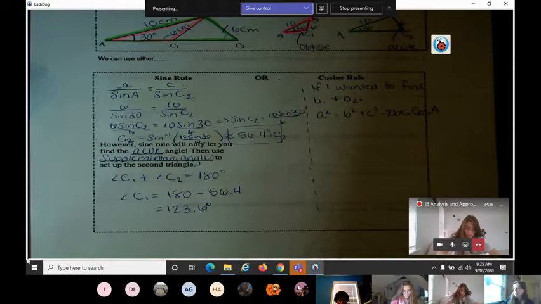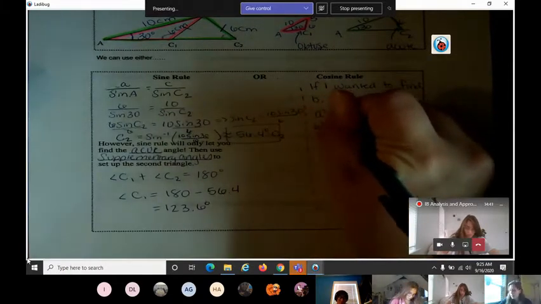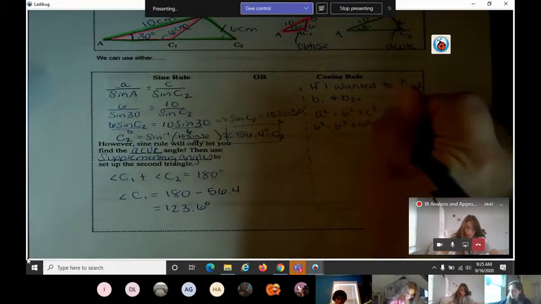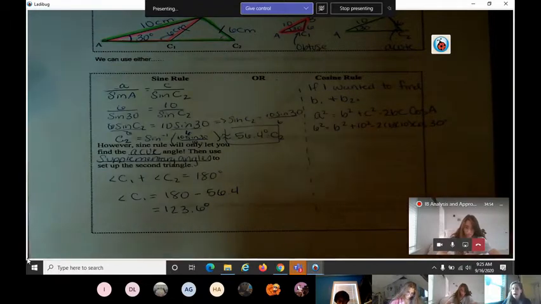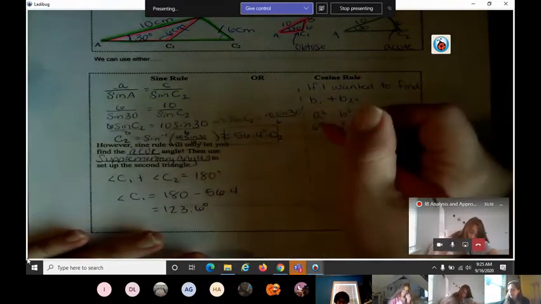So I'm going to fill in what I have. I have that 6 squared is equal to b squared plus 10 squared minus 2 times b times 10 cosine 30. Okay, now this looks complicated, right? Does anybody want to solve this by hand? Does anyone want to solve this? I'm going to assume no.